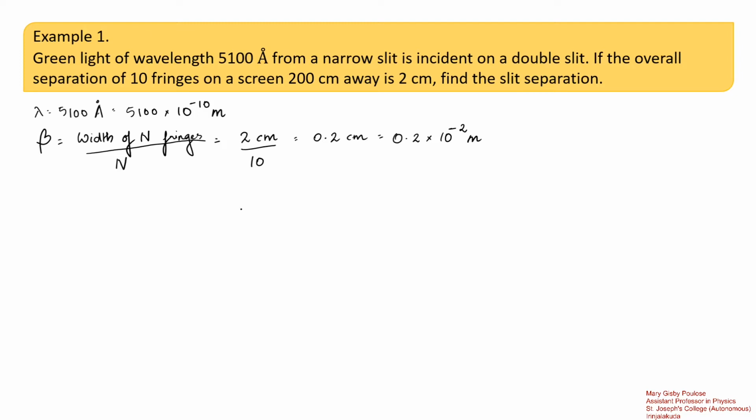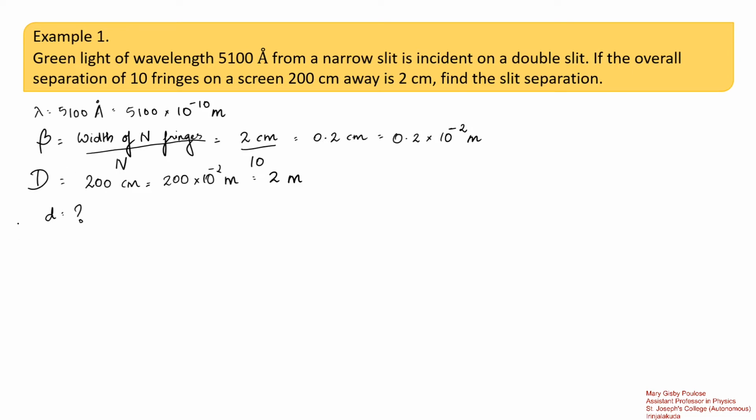Okay, and in the problem we have the screen placed 200 centimeters away. So I have capital D, the distance, as 200 centimeters. That is 200 into 10 raised to minus 2 meters, that is 2 meters. Okay, so the given parameters are written down. Now we have to find the slit separation, that is small d, to be calculated.